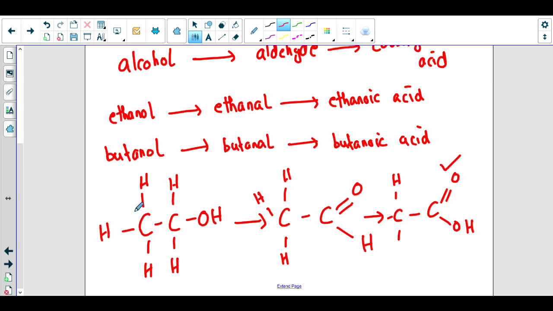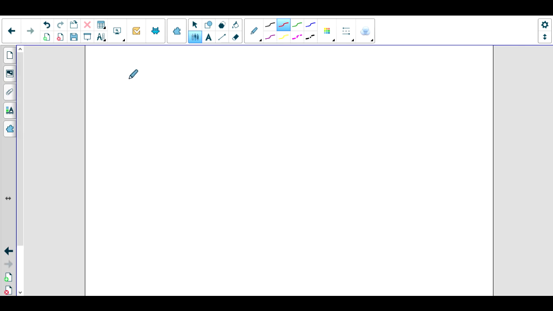Same way, just change the number of carbons. From 2 to 4 carbons it becomes butanol, butanal and butanoic acid. If it's 6 carbons, for example, the same reaction can go. If it's hexanol, a primary alcohol, it will first become aldehyde and then it will become carboxylic acid.